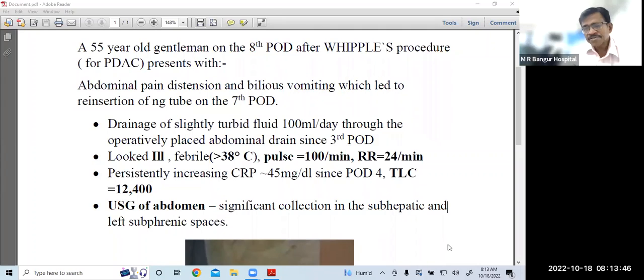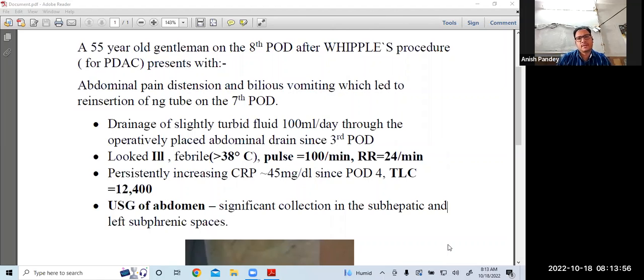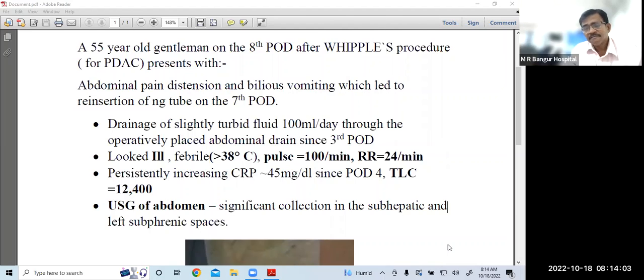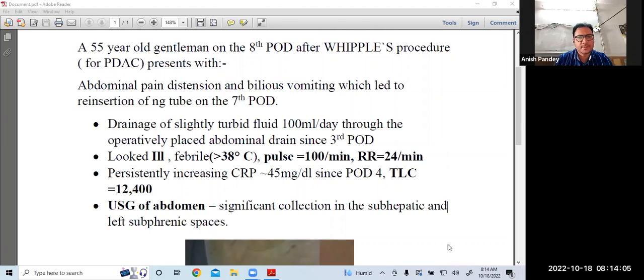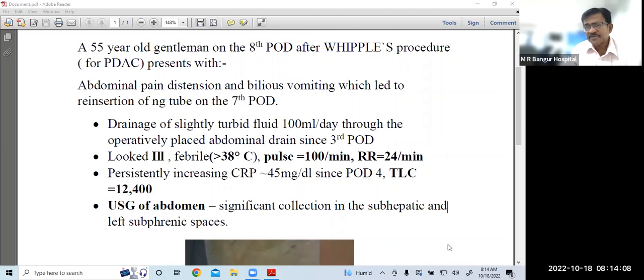Now, Anish, with this scenario, why do you place this pancreatic fistula as grade A, B, C? Sir, with this scenario, I will put this patient in grade C, based on the general condition of the patient. Even in grade B, the patient will be moderately ill. She has tachycardia of 100. Grade C, the specification is that the patient is critically ill.